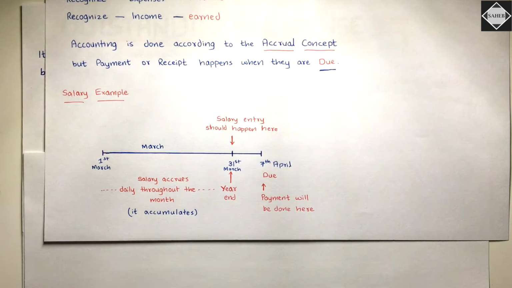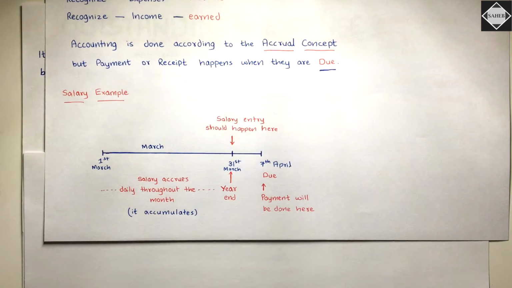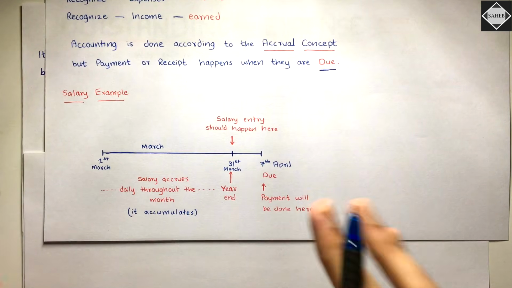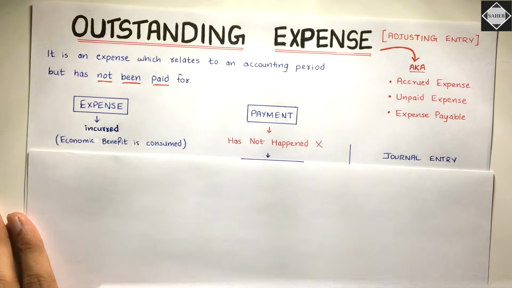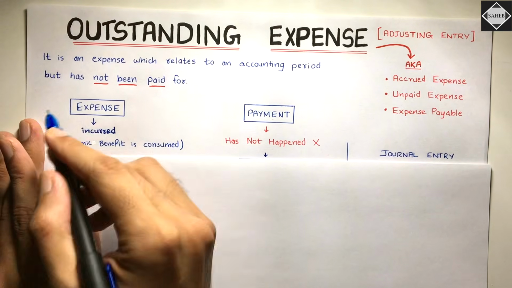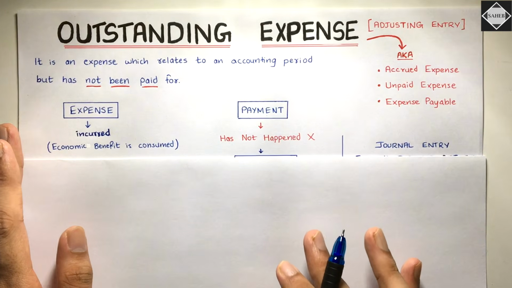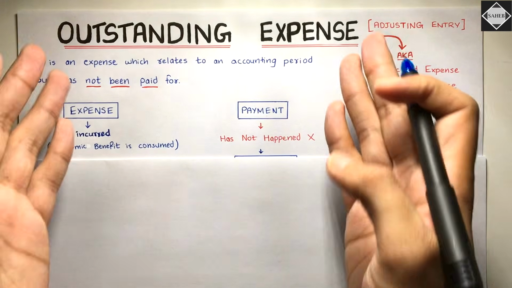So as a senior accountant, we'll have to come, we have to see, okay, 1 month salary has not been paid, it is not recorded in the accounting record, it is not appearing in the trial balance. So we'll have to pass an adjusting entry of outstanding expense and then reversal entry and all. Okay, so this is the case of outstanding expense. It is an expense which relates to an accounting period but has not been paid for. So that's why we have to record what? Adjusting entry of outstanding expense.